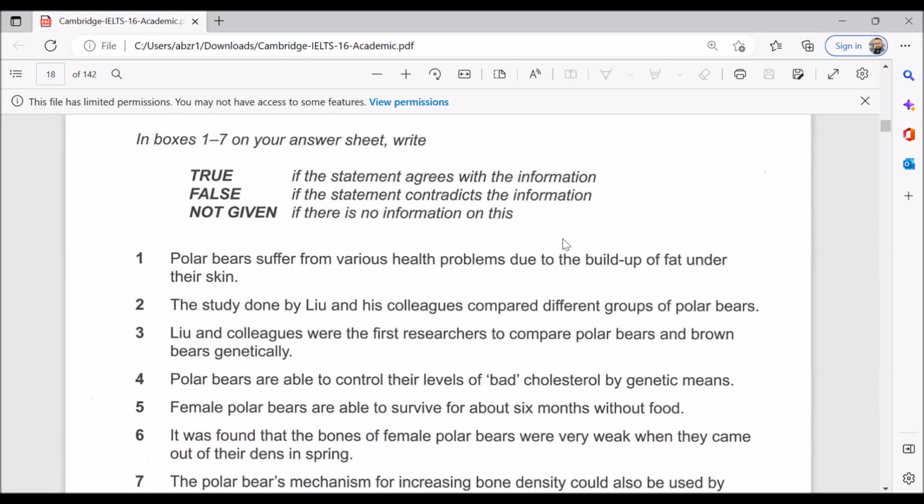So instead of writing true, they mistakenly write yes there, which becomes a problem and they lose their mark over there. That is one thing that you do not need to do.